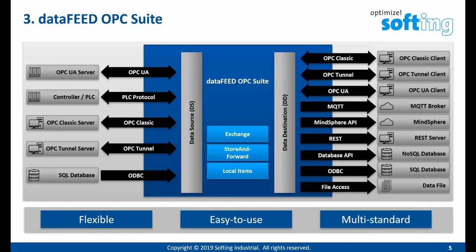So once we have collected data, we have to decide then where we want to send that data or where we want to provide that data. And this is done by the data destination section. On the right-hand side you can see the possibilities we have implemented. A possible scenario would be that we collect data from an OPC UA server and convert these data into OPC Classic or vice versa. It would be also possible that we collect data from a Rockwell PLC and say we want to save that into a SQL database.